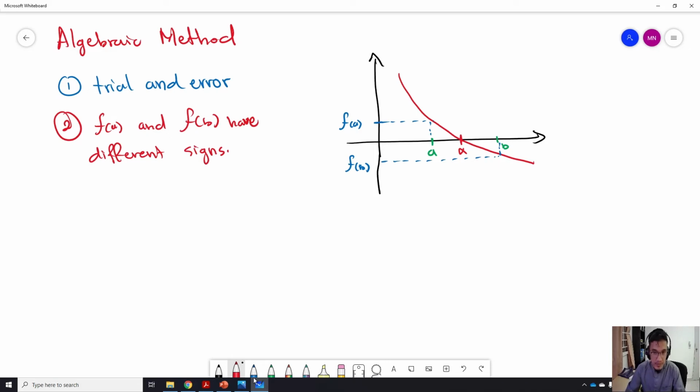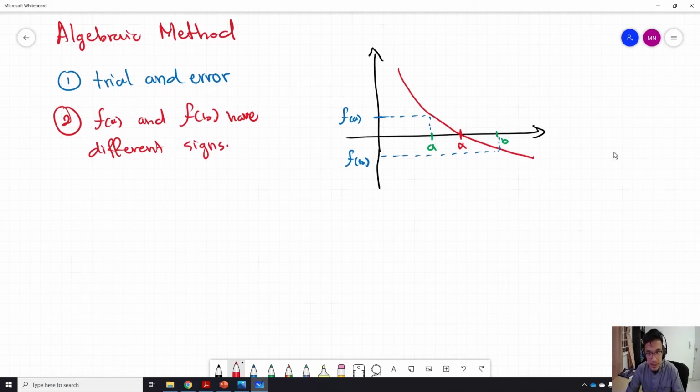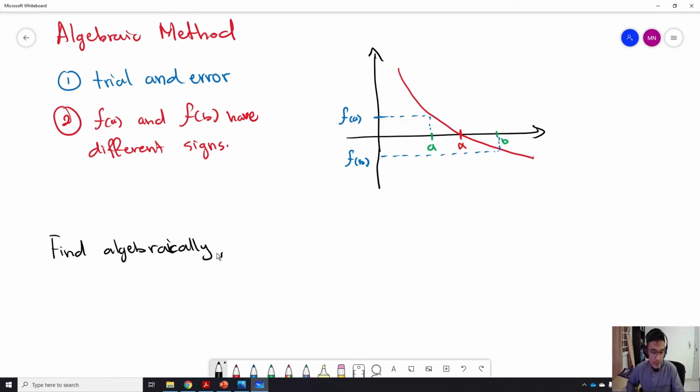Okay, so let's look at an example right away. Find algebraically, based on the question, the unit interval where the root of the equation x cubed minus 4x equal to 5 lies.